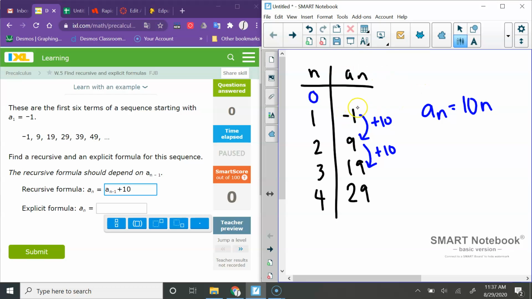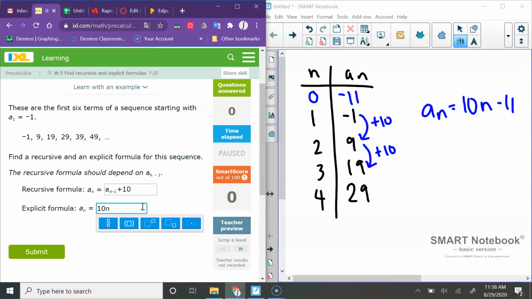So what we have to do is we have to go backwards, and we were adding 10 each time here. So to go backwards, we're going to have to subtract 10, and we'll get -11 right here. So a sub n equals 10n minus 11 is going to be my answer for my explicit formula.